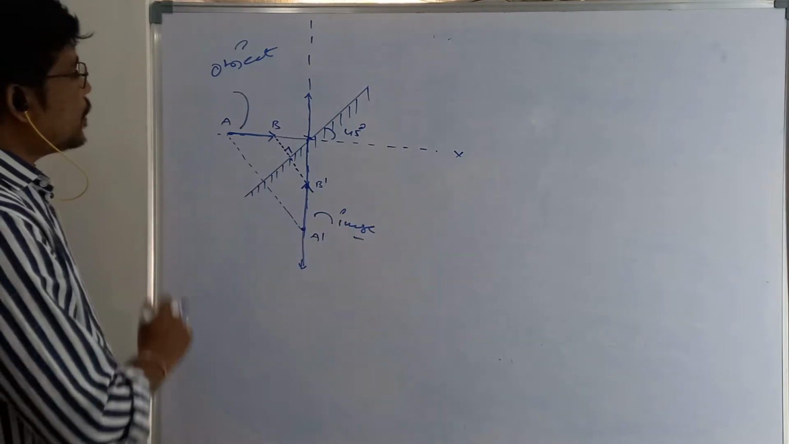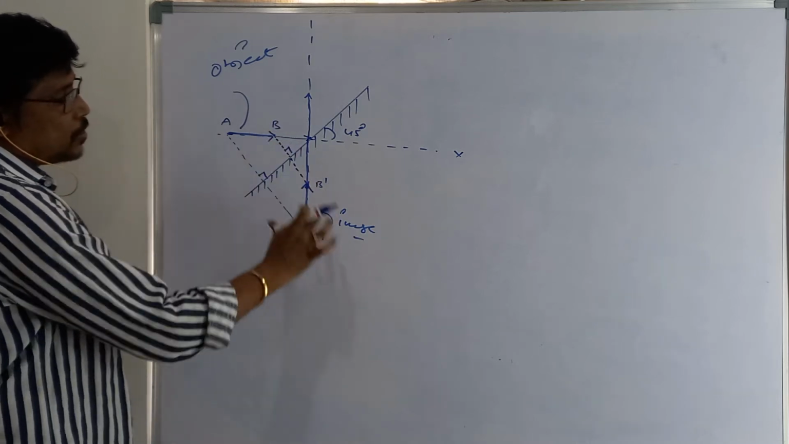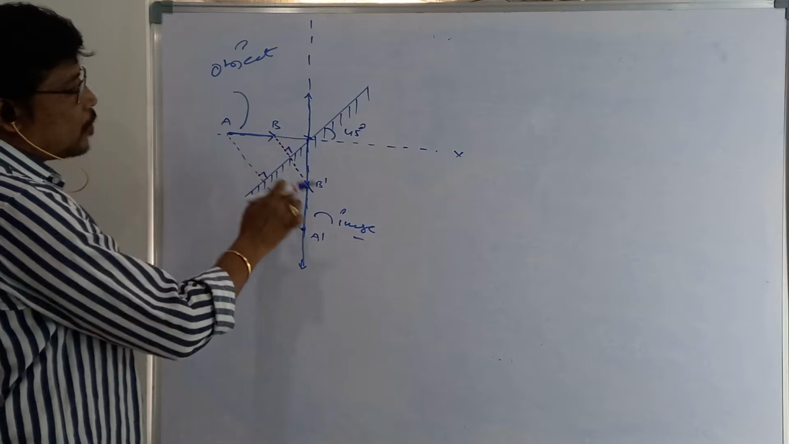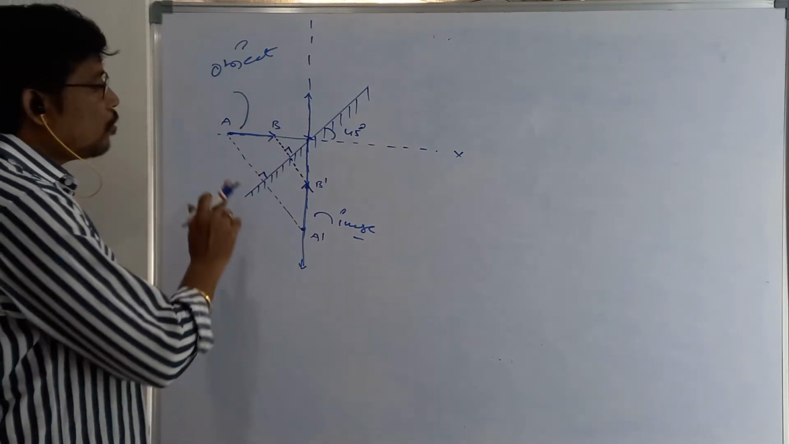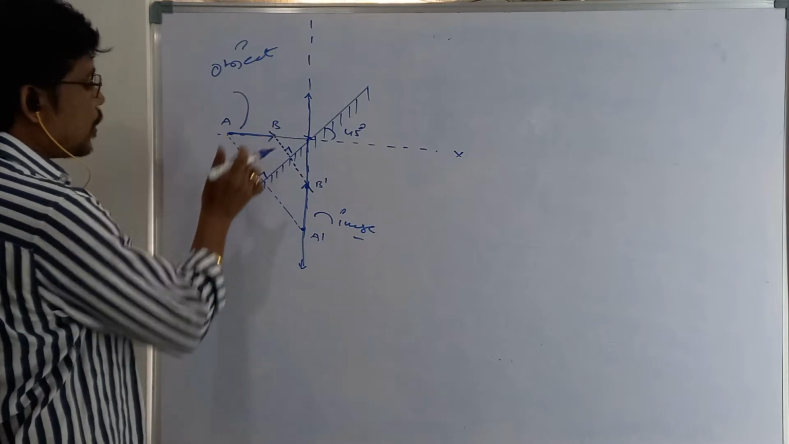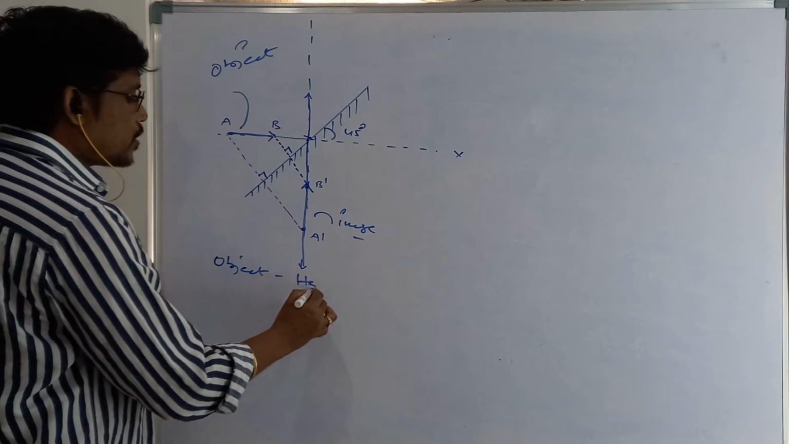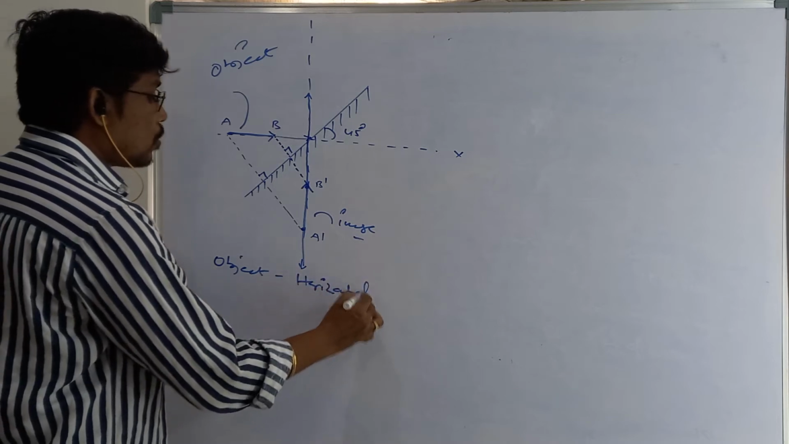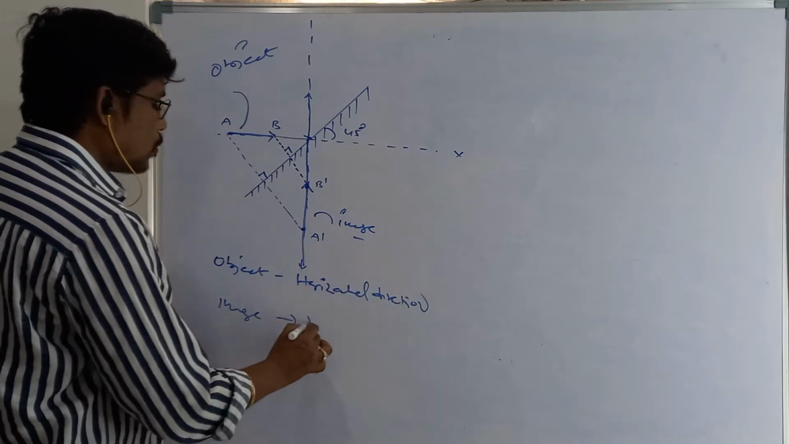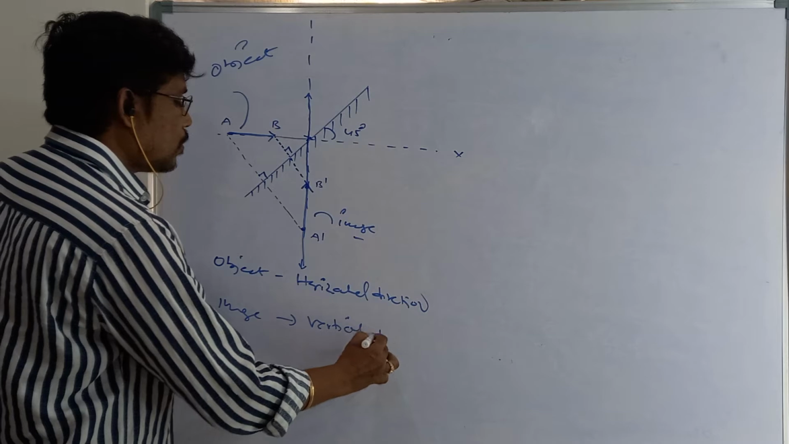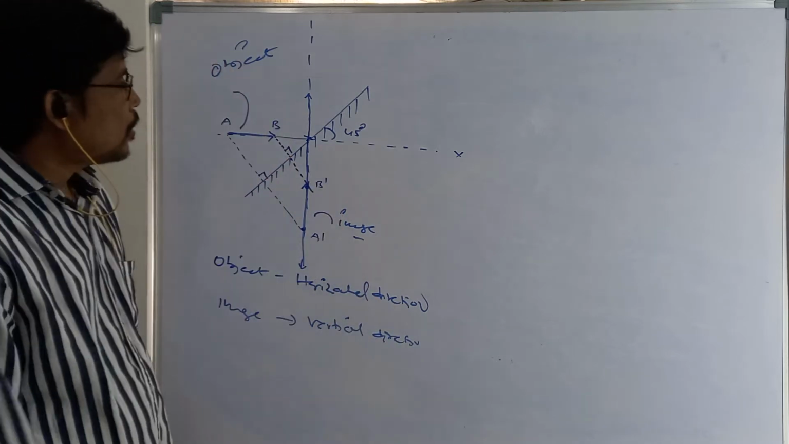So it is clear: the line joining the object to the image is normal to this plane surface. That is the most important thing you have to understand. One thing to consider here: the object is in the horizontal direction, and the image is in the vertical direction.